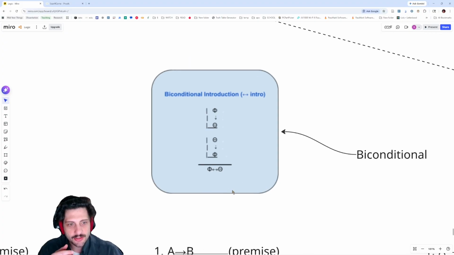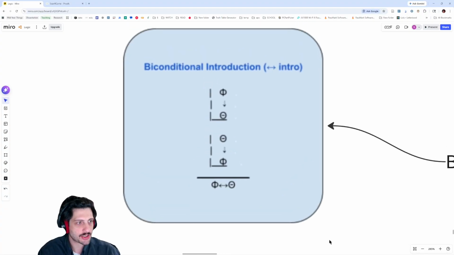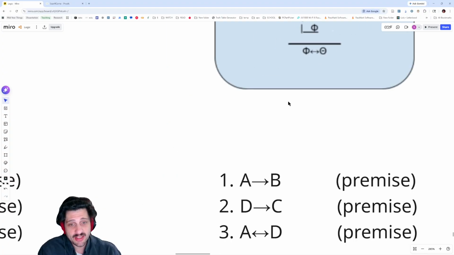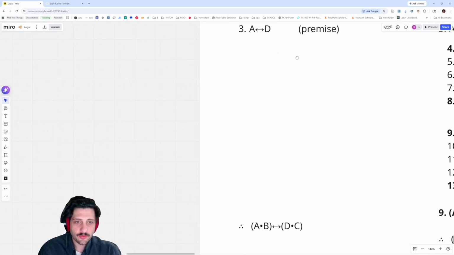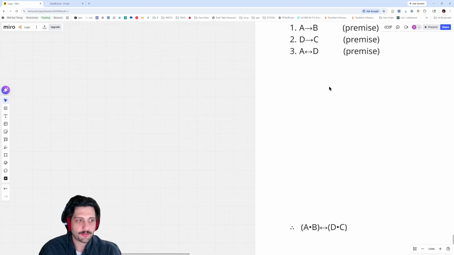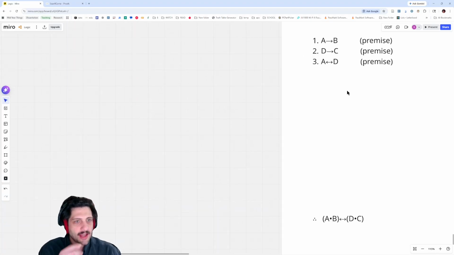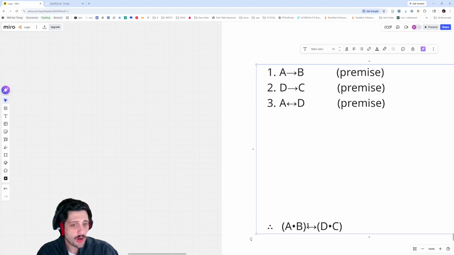That's conditional introduction, and you might already be able to see that biconditional introduction is going to be just doing that, but twice. Because all that we want to do for biconditional introduction is show that not only does P lead to Q, but also Q leads to P. So we could come down here for this example. Suppose you know A leads to B, D leads to C, and A is true if and only if D is true. We're trying to show that A and B are true if and only if D and C are true.